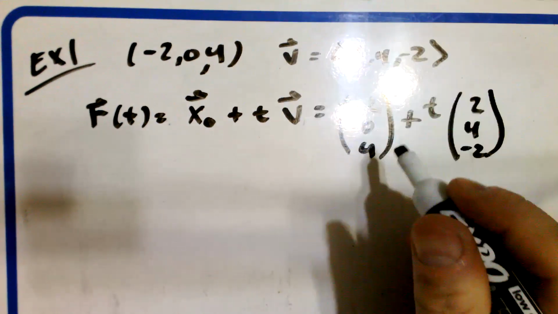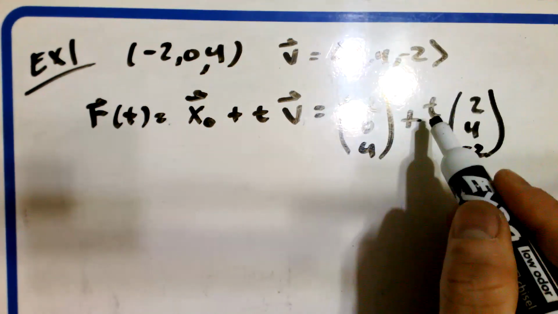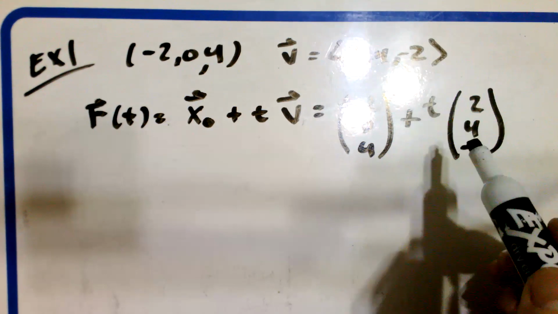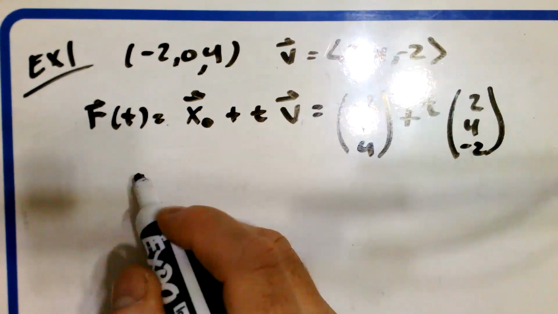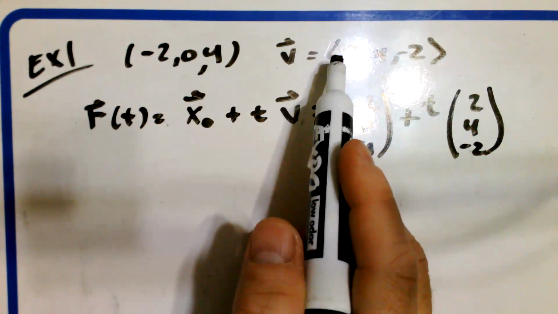So you can kind of literally think of this as like the y-intercept, right? This would be like b, the vector here would be like m, and this would be like x, the t there. So there is the equation of the line through this point parallel to our vector v.